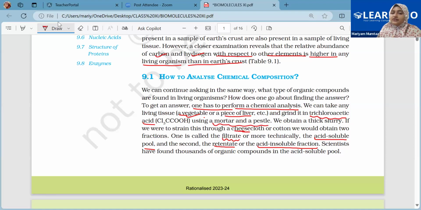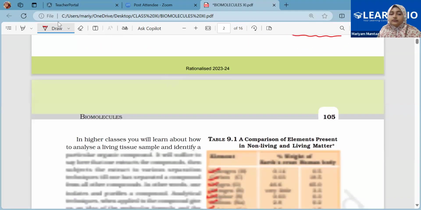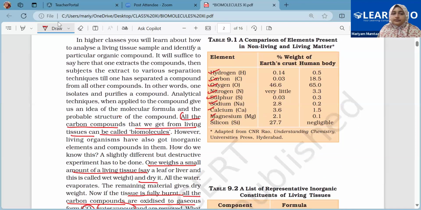If we were to strain this through a cheesecloth or a muslin cloth or a cotton, we would obtain two fractions. The one is the filtrate, or more technically, the acid soluble pool, and the second is the retentate, that is the acid insoluble fraction of it. Scientists have found thousands of organic compounds in the acid soluble pool. All carbon compounds that we get from the living tissues can be known as the biomolecules.